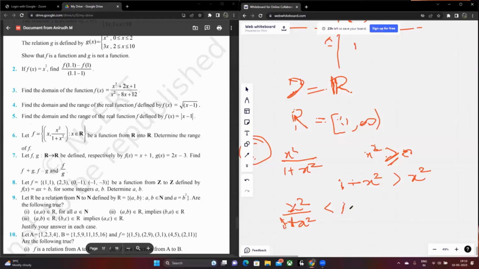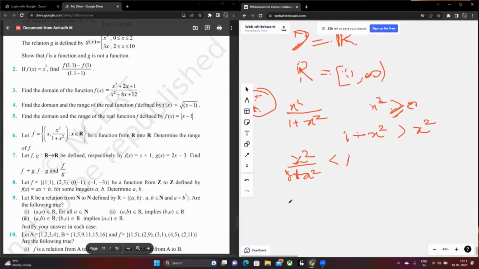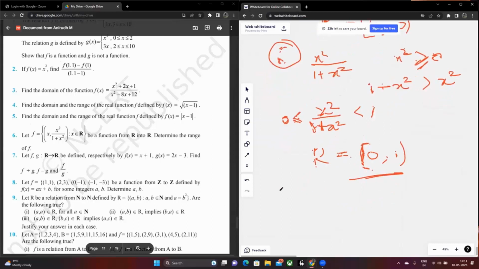So it is infinitesimally less than 1 if x tends to infinity, but it's not equal to 1. It's never equal to 1. But x can be 0, because if x squared is 0, then 0 by 1 is 0. So basically, this function is lying between 0 and 1, where it can take the value of 0, but it cannot take the value of 1. So the range R is equal to closed 0 to open 1. That's your answer. Now going to question number 7.